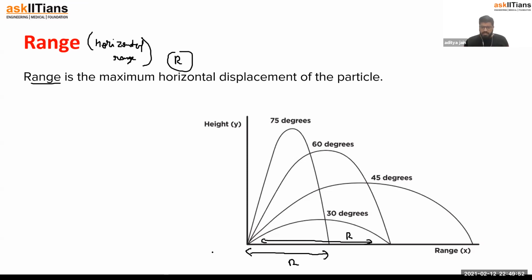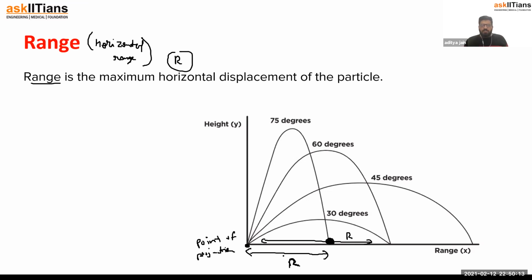Horizontal range is the distance from the point of projection. This is the point of projection, that is the origin in our case. So it is the horizontal distance between the point of projection and the point where the projectile strikes the ground again. It goes into a trajectory like this, comes back to the ground and strikes at this point.